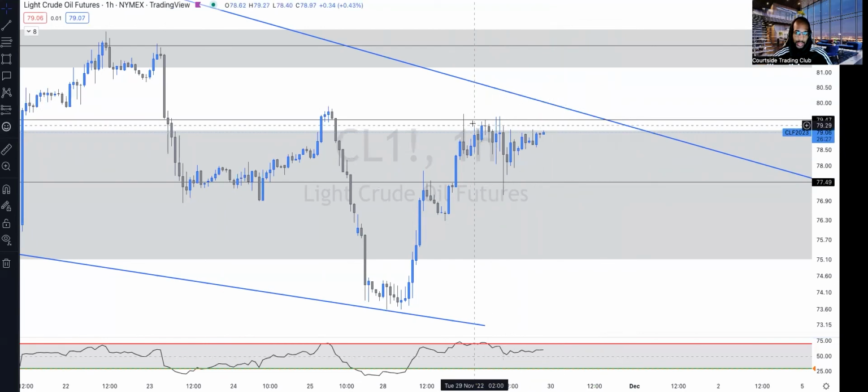You know what I mean? I like to trade more than one lot, so obviously it would have been a bigger reward for me, but that's how you do that. So now we're going into tomorrow, right? We're looking at tomorrow's market.